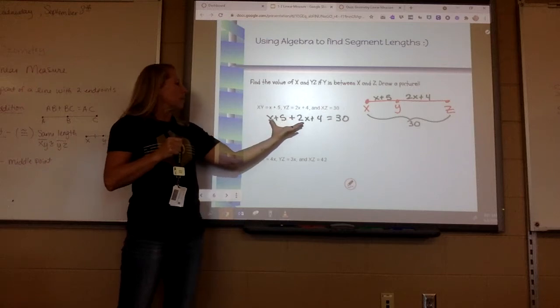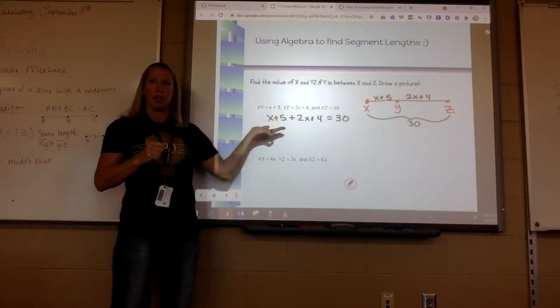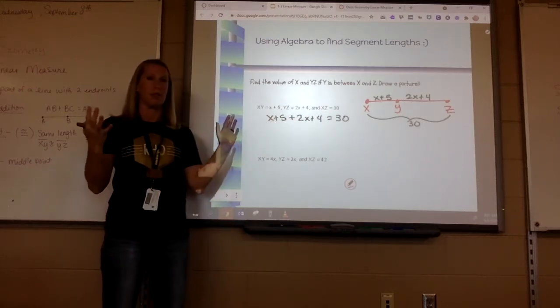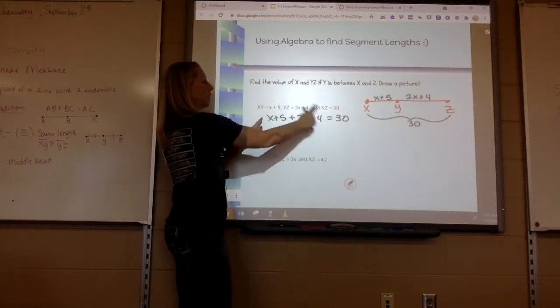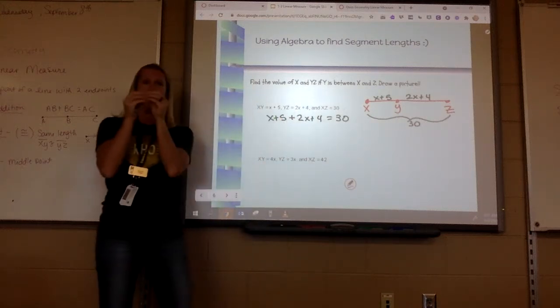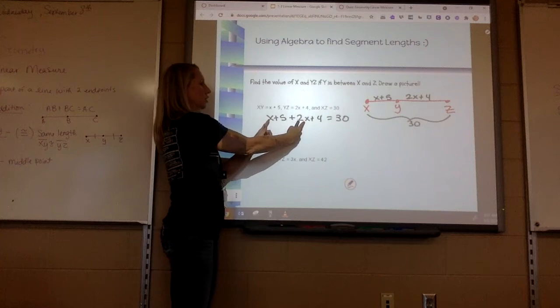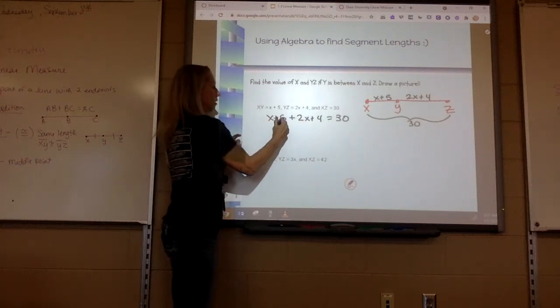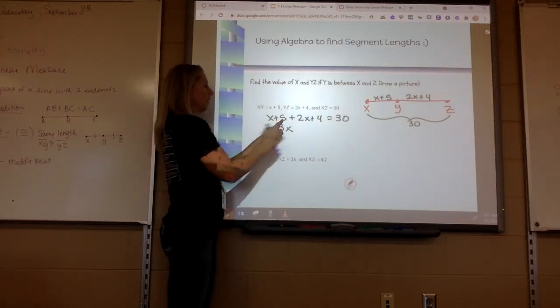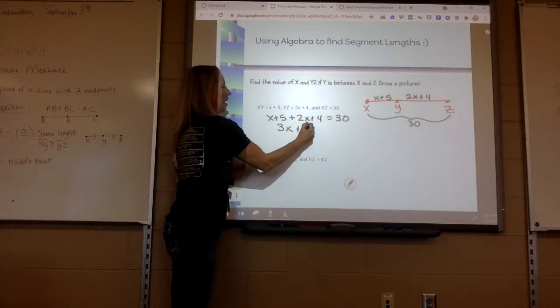Do you guys see that we have like terms on the same side? This is some algebra review. If they're on the same side of the equals and you have like terms, you just combine them together. So 1x and 2x would make how many x's? 3x, and then 5 plus 4, 9.